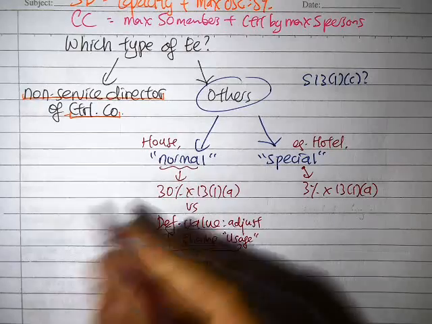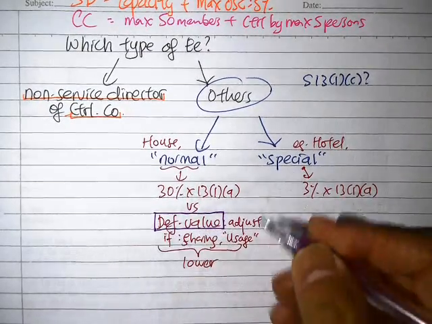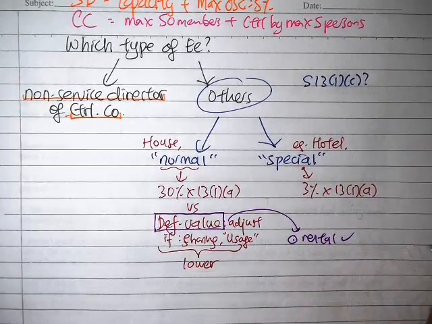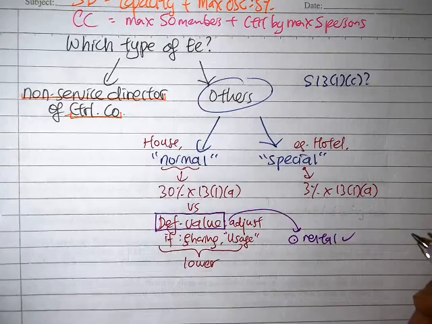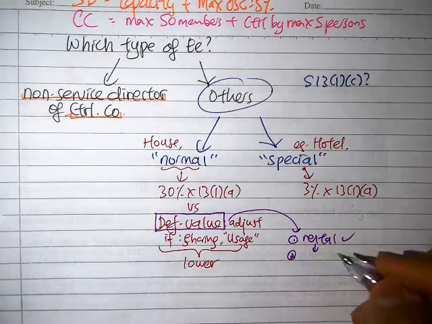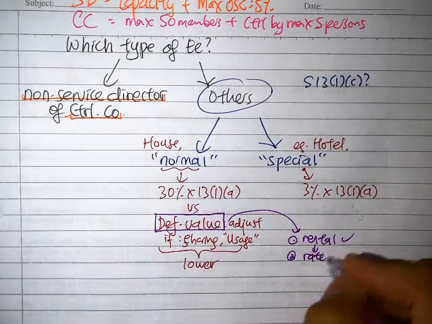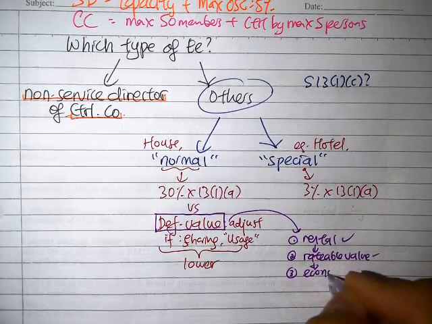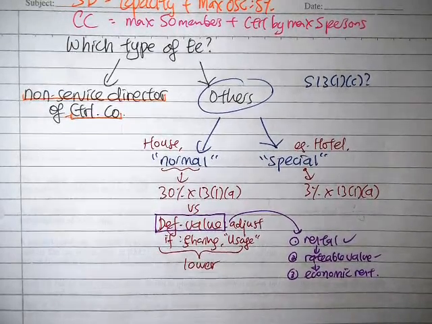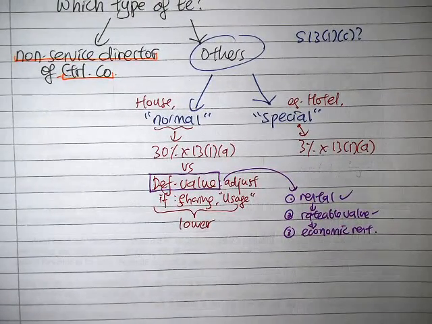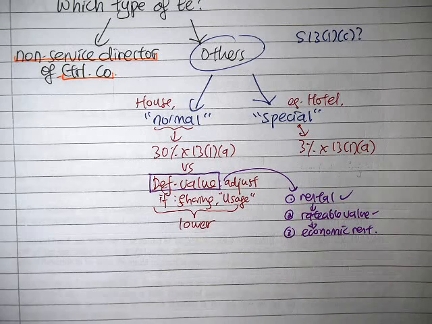Now again, what is defined value? Defined value is defined as what? Number one, it's the rental. You must have the arm's length rental. Now what if the property is not rented, or there's no arm's length rental? In the event that there's no rental, then you go for the rateable value, agree? And again, if you don't have rateable value, your last choice is to go for the economic rent. So again, if you've forgotten the definitions of all these, please go back to the notes and run through them, just make sure that you know them. Alright, so this is how you determine the value of 13(1)(c).